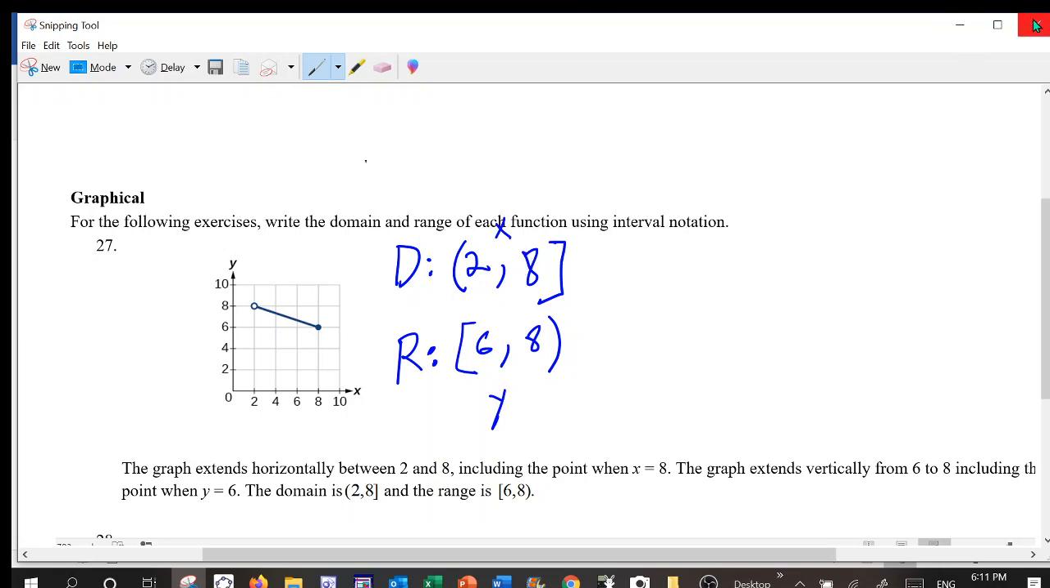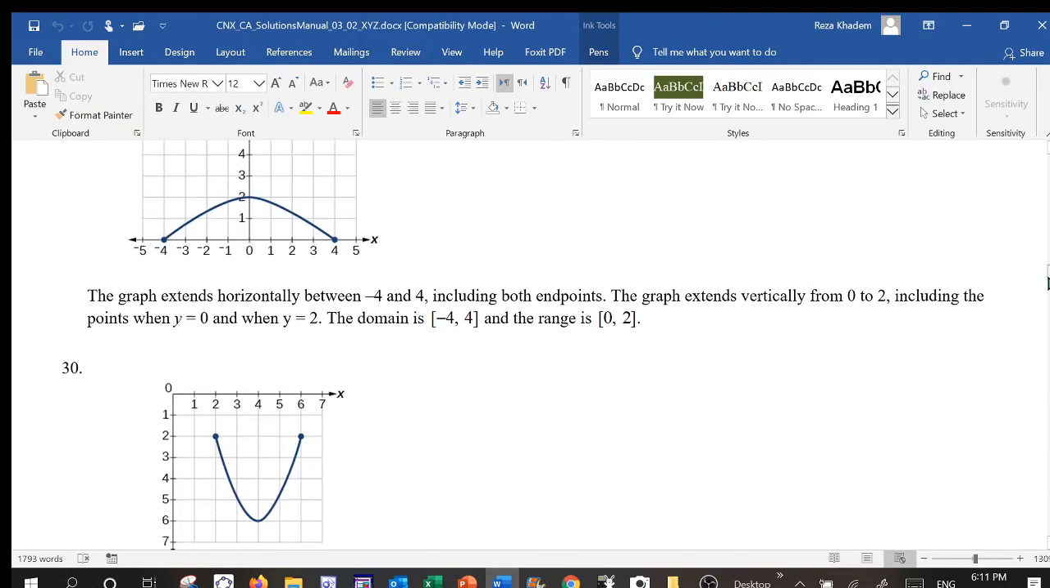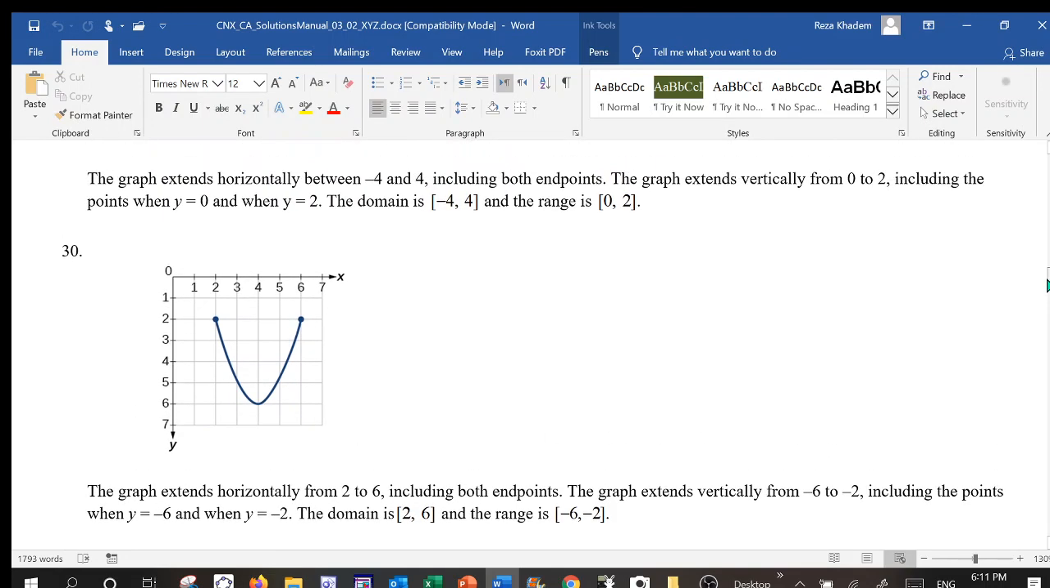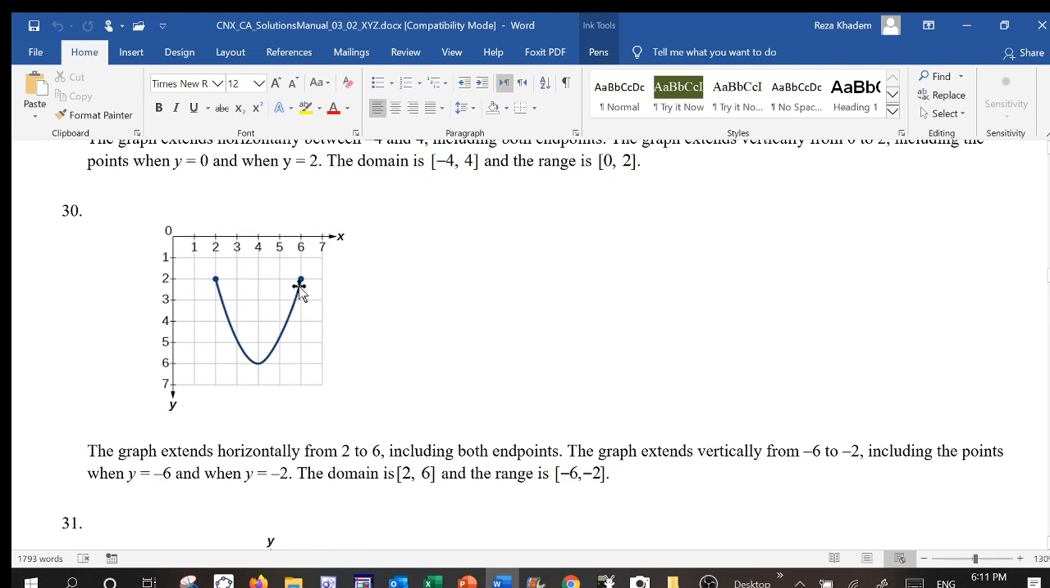Okay, so let's do number 30. Here you go. Says the graph, the domain. What's the domain? You can see it here, right? So domain is from 2 to what? To 8, and the range is from, we have to say the smaller number first, from 2 to 6, right? From 2 to 6, negative. You don't see the negative ones here. Actually, it's negative. It's from -6 to -2.